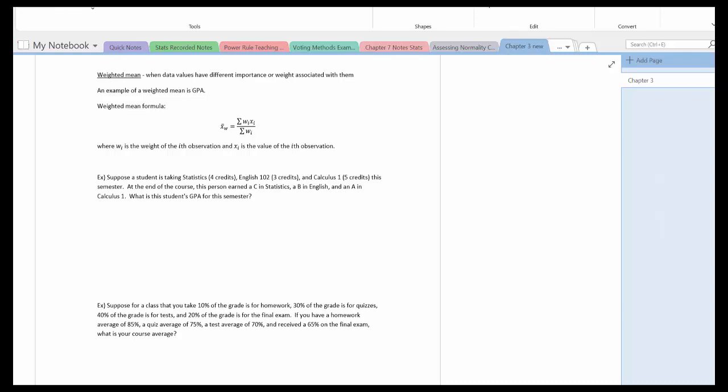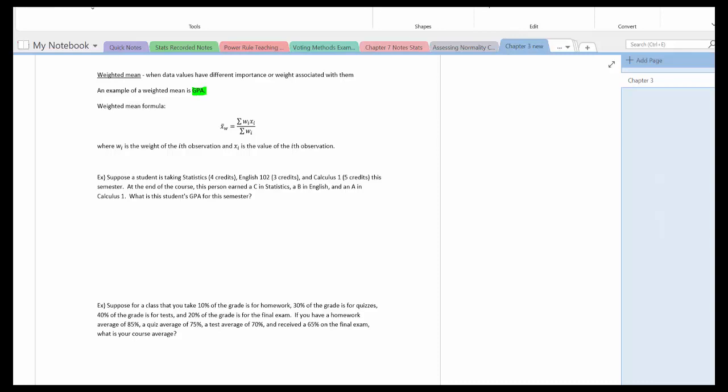In this video, we're going to discuss weighted mean. So the weighted mean is when data values have different importance or weight associated with them. A good example of weighted mean is GPA. So the weighted mean formula I have provided below, where W sub I is the weight of the ith observation, and X of I is the value of the ith observation.